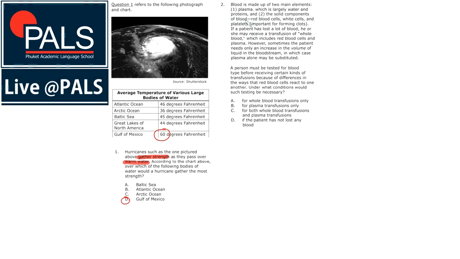Second question. Blood is made up of two main parts. First, the plasma, which is largely water and proteins, and second, the solid components of blood, red blood cells, white cells, and platelets, which are important for clotting. If a patient has lost a lot of blood, he or she may receive a transfusion of whole blood, which includes red blood cells and plasma.